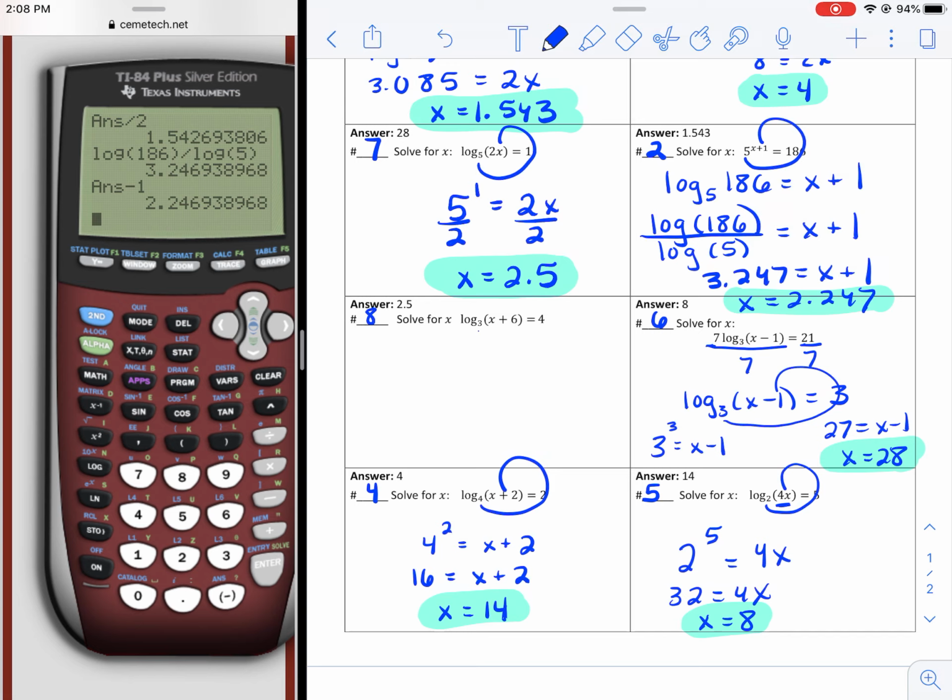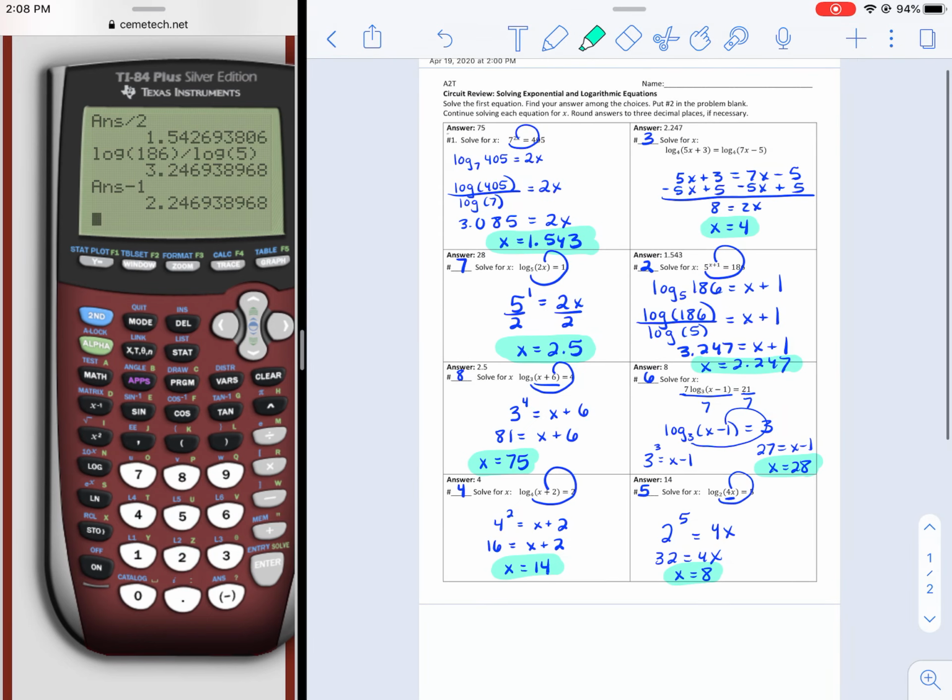So again, we have log on one side. 3 to the 4th equals x plus 6. 3 to the 4th is 81. Subtract 6 and we get x equals 75. Again, just do a quick check, make sure that argument is not negative. It's not, so the answer is 75, and that takes us right up here to number 1.